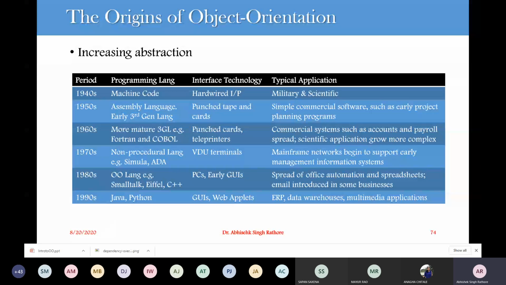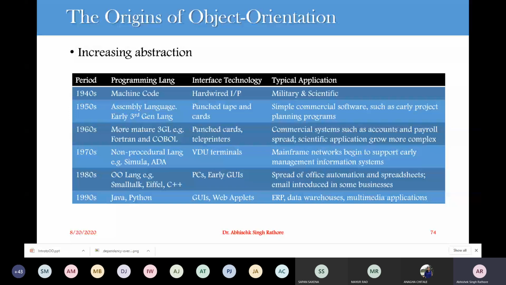Now we will go to the next topic of our syllabus, the origin of object orientation and a brief history of object orientation. So we'll start with the brief history. What is the need of object orientation? First is the increasing abstraction. There has been a steady increase in the level of abstraction at which programmers have been able to operate. This increase in abstraction applies both to the activity of programming itself and to the tasks that computer programs are expected to perform.